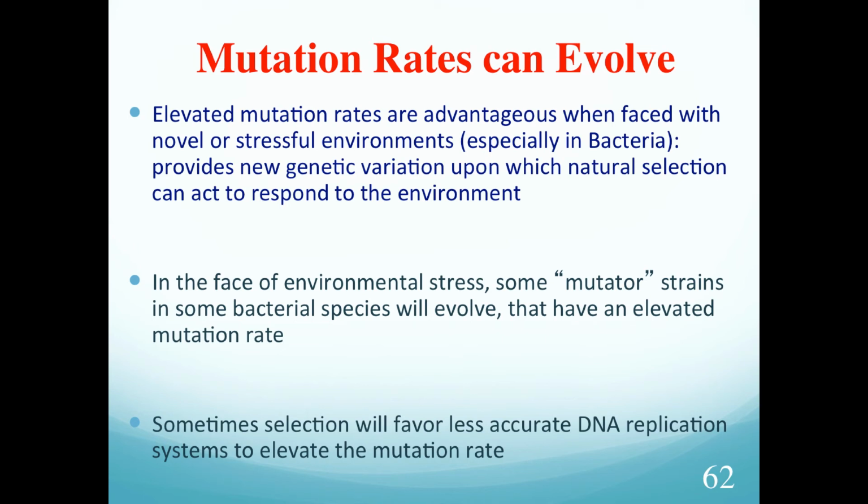And mutation rates can evolve. So high mutation rates can be advantageous for things like viruses that are constantly in stressful environments, adapting to them even as they are trying to adapt to the environment. In the face of environmental stress, bacteria will develop strains called mutator strains, which have an elevated mutation rate. And selection might favor less accurate DNA replication to elevate the mutation rate.